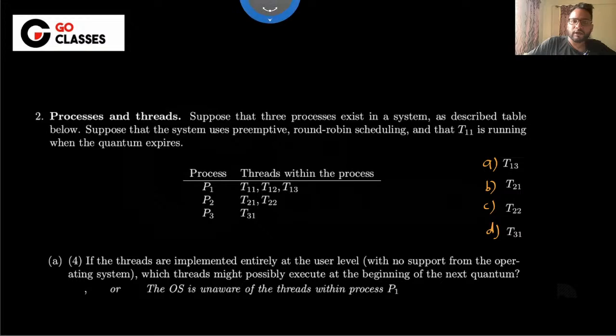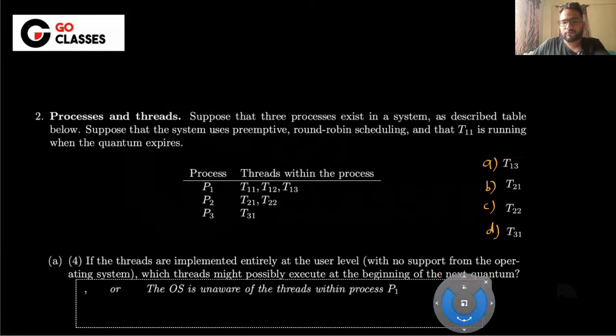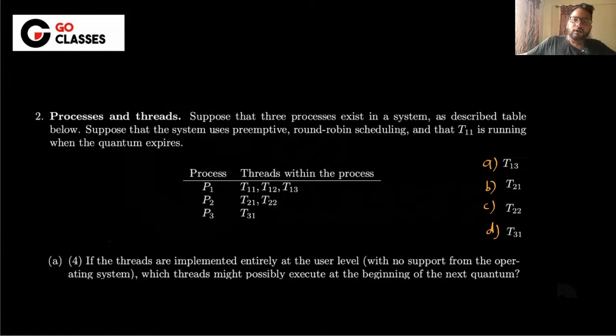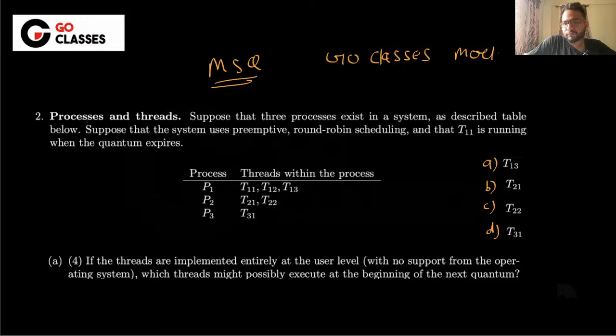So they are saying that if you are currently running T11, then after the time quantum expires, which one could possibly be running? Let's suppose this is an MSQ question. Actually, this question is from GO Classes' mock test. Has anyone attempted mock 2? This is a question of mock 2. Okay, so let me know what is the answer.